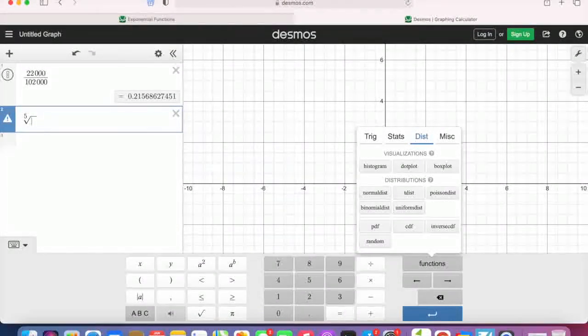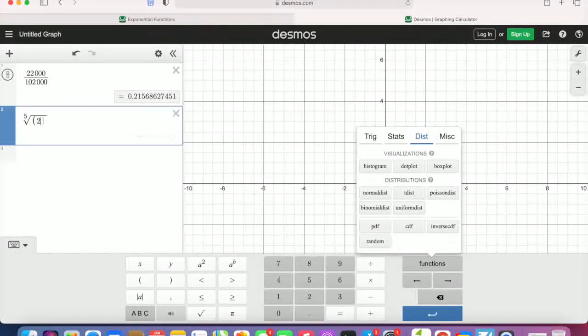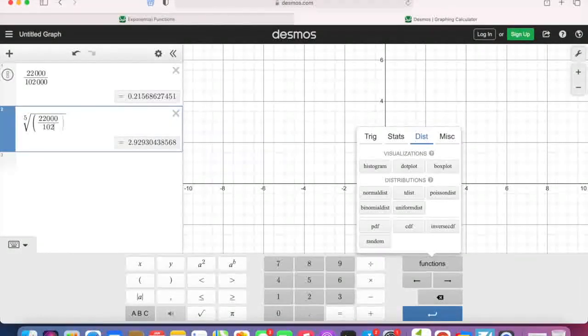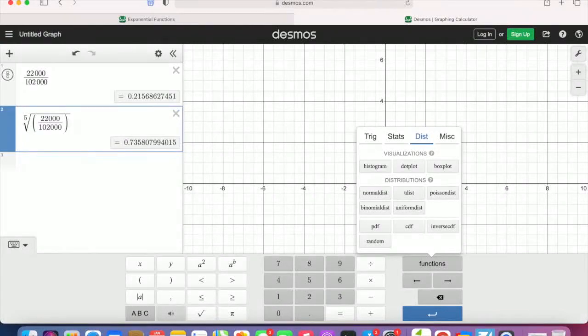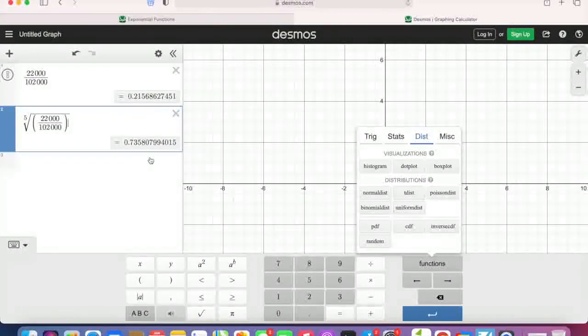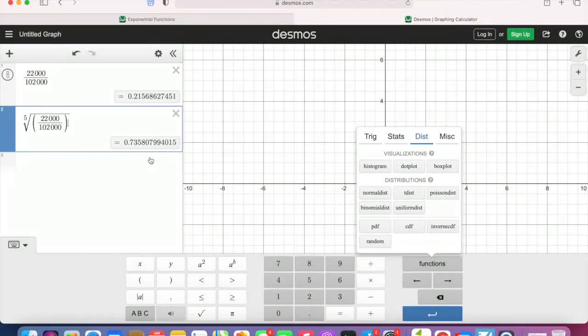So I'm going to put that in parentheses underneath my fifth root radical. So 22,000 over 102,000. I'm going to end the parentheses. And that gives me 0.7358. So Desmos doesn't really make this easier by any means, but at least we can get a number.